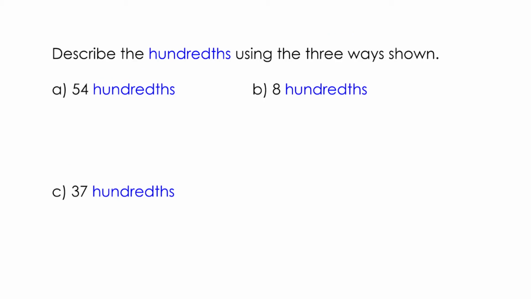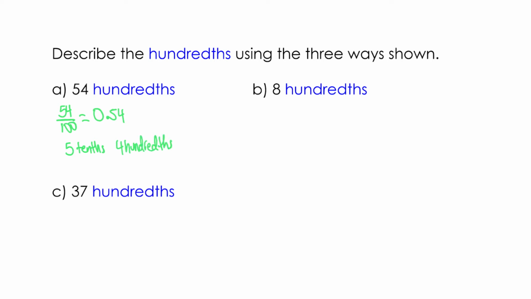Next, describe the hundredths using the 3 ways shown. So let's go through all of these. So 54 hundredths. First way is by fraction, 54 over 100. The next one is decimal, 0.54. And the last one, they want you to use words. So 5 tenths, 4 hundredths.